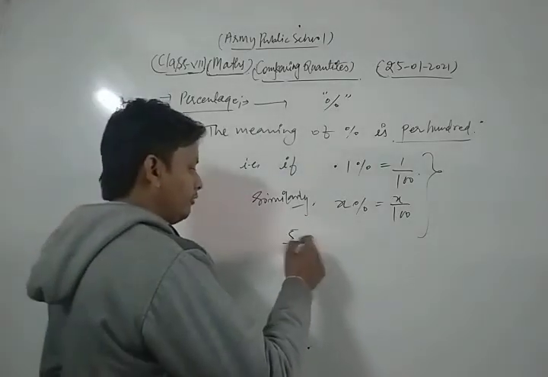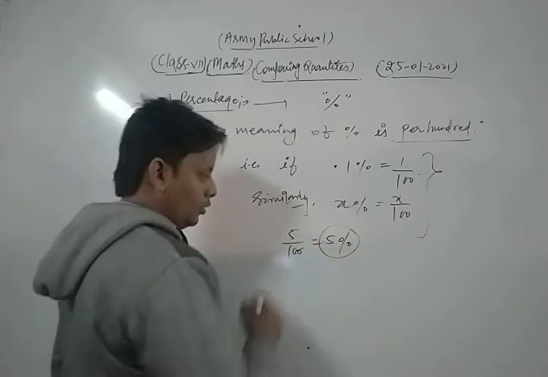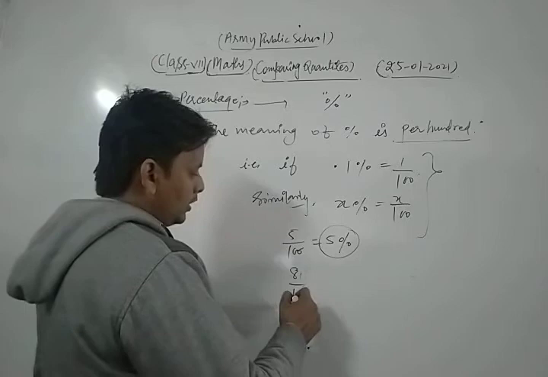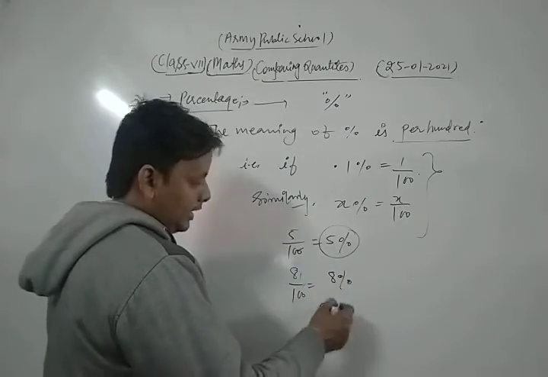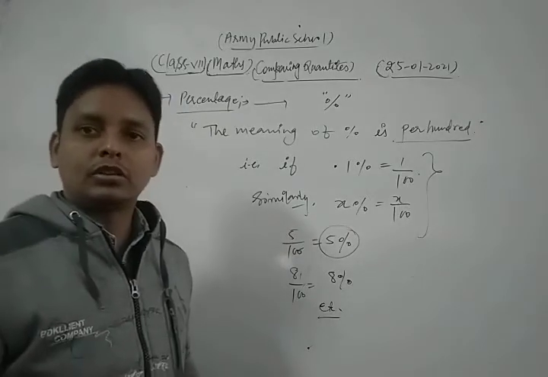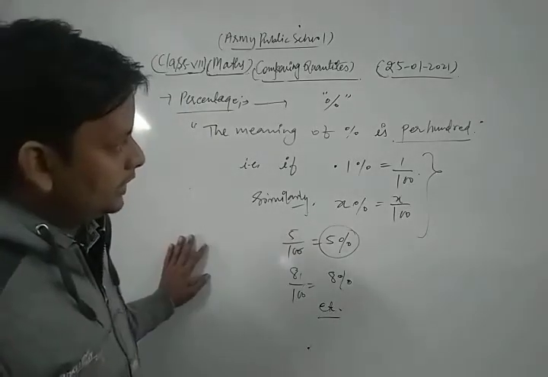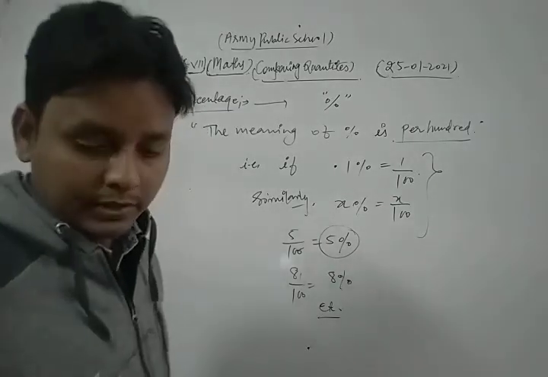So in this way, this is the concept of percentage. If we have 5 upon 100, then we write it as 5%. If we have 8 by 100, then we write 8%, etc. Now, dear student, we take and solve some important questions based on percentage.